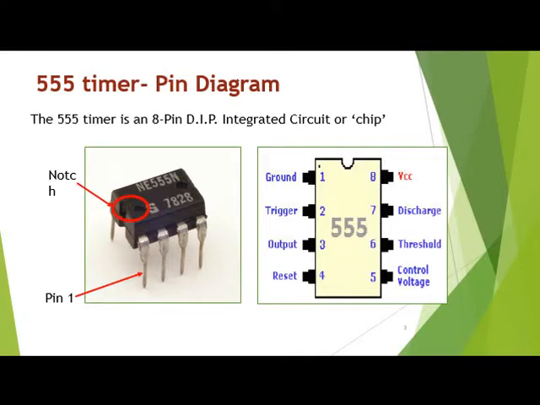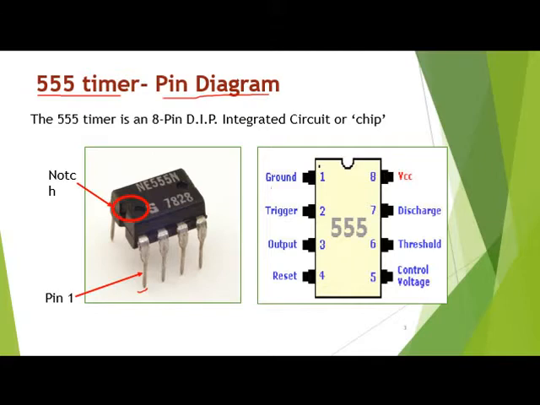After the introduction of the timer, we are discussing the 555 timer pin diagram. The 555 timer comes in an 8-pin DIP IC or chip. The first diagram shows an 8-pin dual in-line package IC, that is the chip, and here one notch is there, and this identifies pin number 1, and then 2, 3, 4 like this. This is the IC NE555N, which is a series of the 555 timer. The second diagram shows the pin diagram with the pin number along with each pin identification.